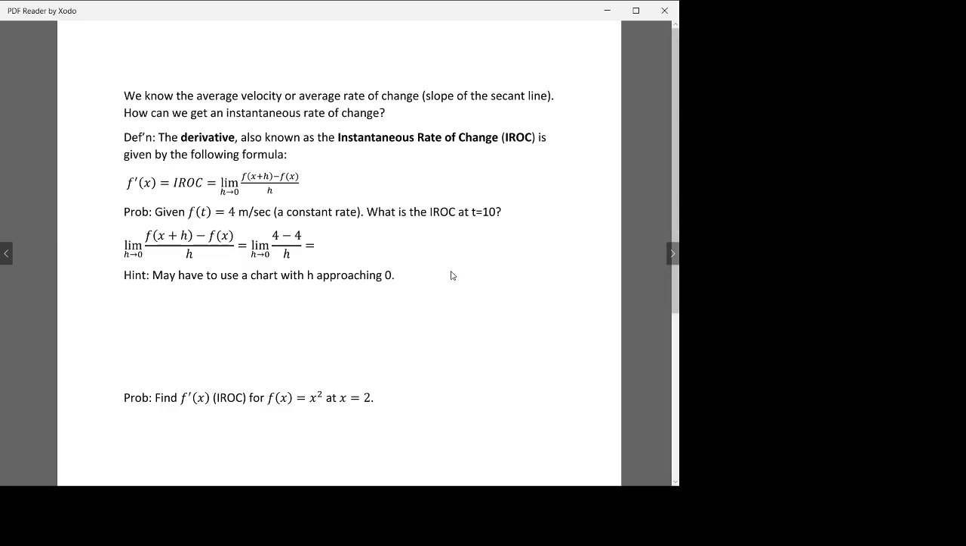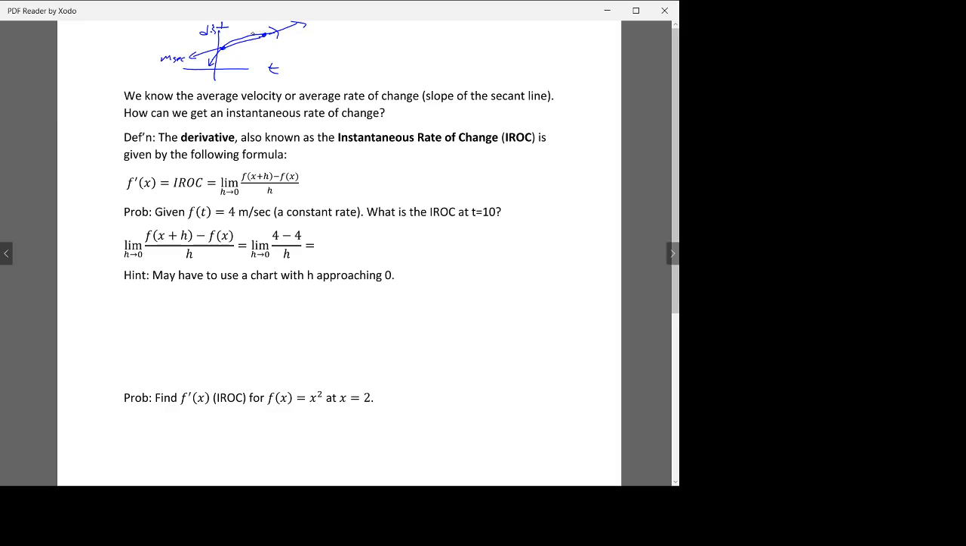Okay, we know the average velocity or average rate of change is the slope of the secant line. So basically, if you have a function, let's say we're looking at time versus distance. You could create a distance graph, and maybe it's going something like this. It's a car slowing down. So probably should hit 0 there. Anyway, we can take 2 points on that curve, and we can draw the line that connects them, and that's the slope of a secant line.